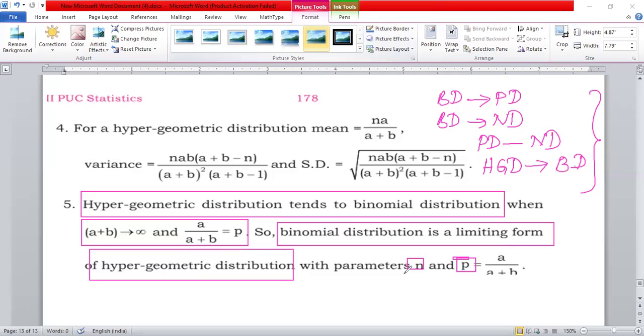Guys, these are the properties of hypergeometric distribution. Remember mean and variance. Where do you go wrong in the examination? You people write NAB. No, this is wrong. In the numerator it is NAB into A plus B minus N first, and minus 1 is in the denominator. So all of you remember.